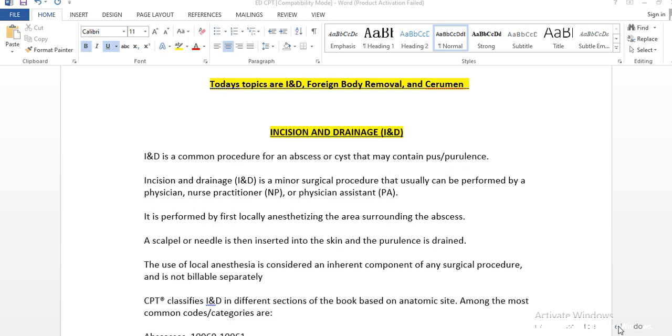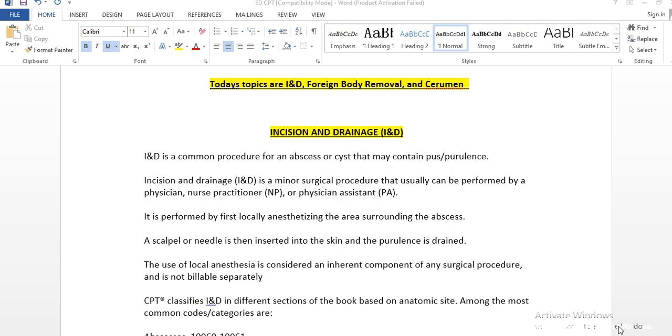Today we are going to learn incision and drainage, foreign body removal and seroma removal, which are most important CPT procedures in the emergency department. Friends, we are going to learn examples with all these topics. So initially we'll start with incision and drainage.